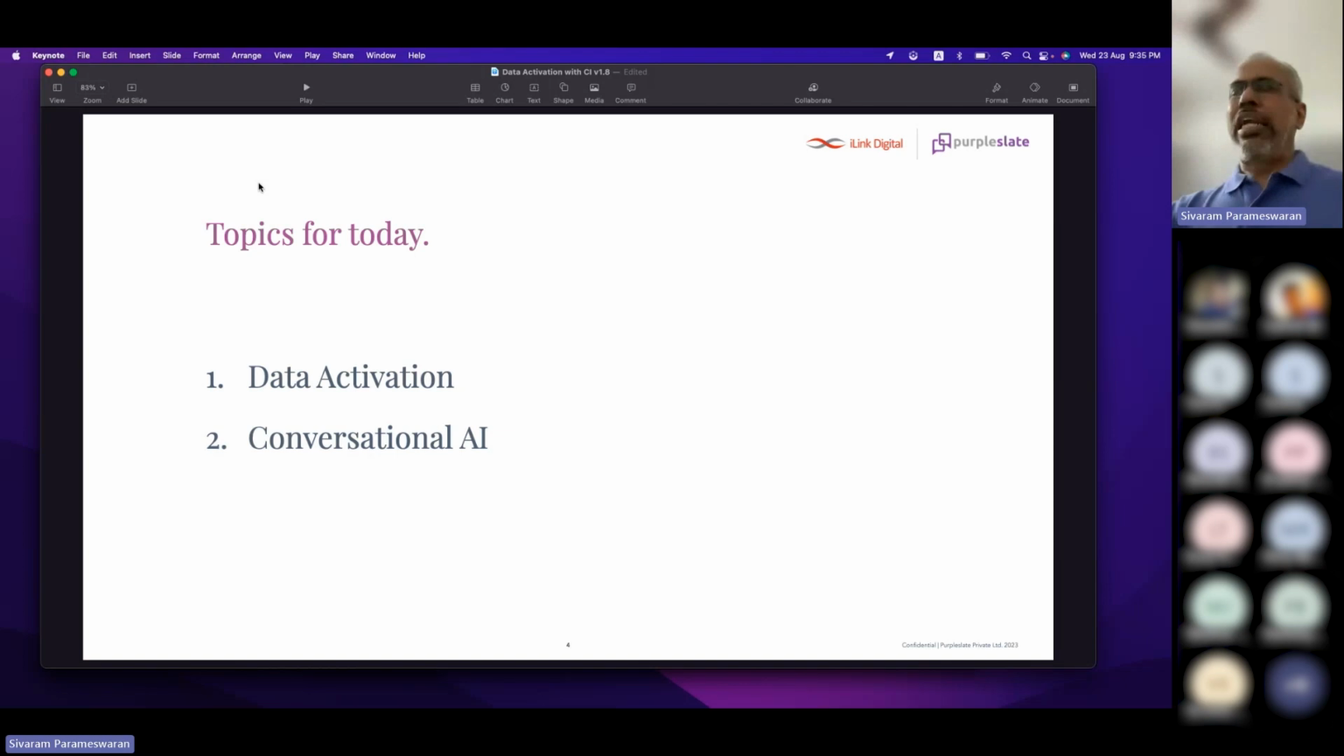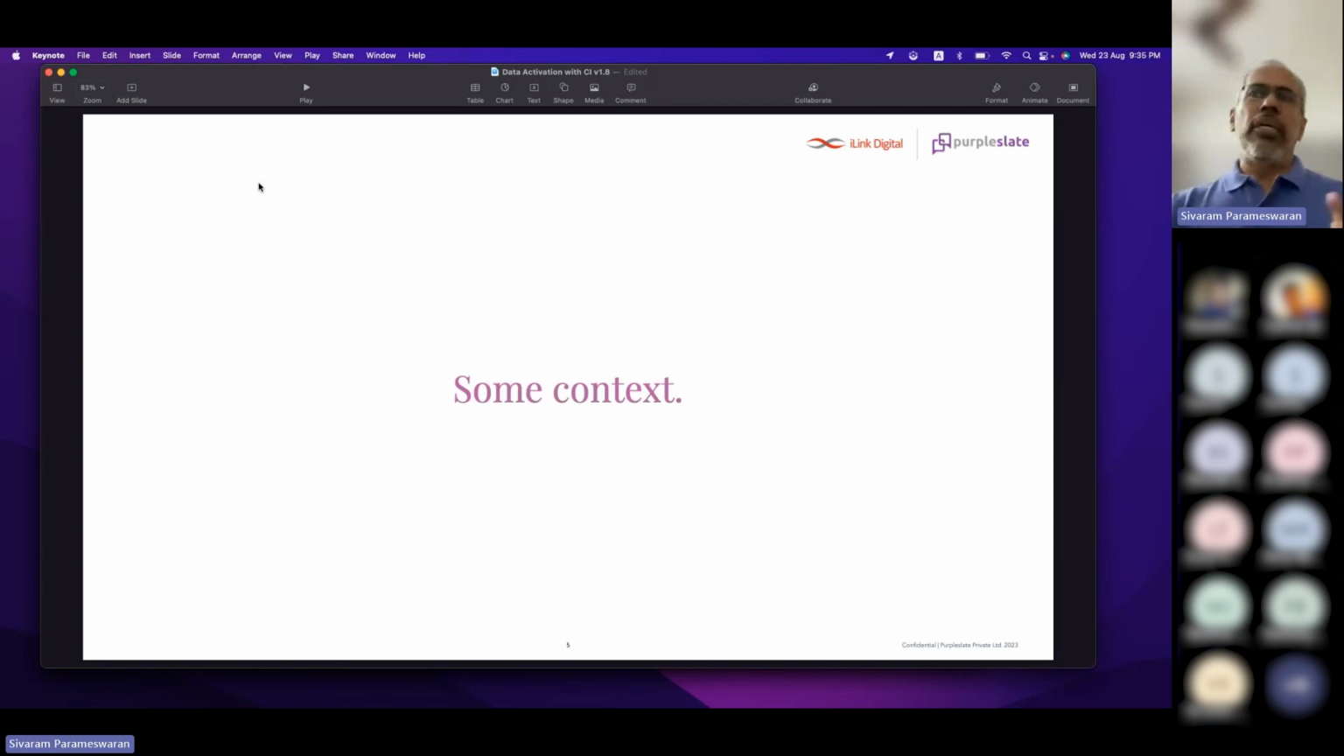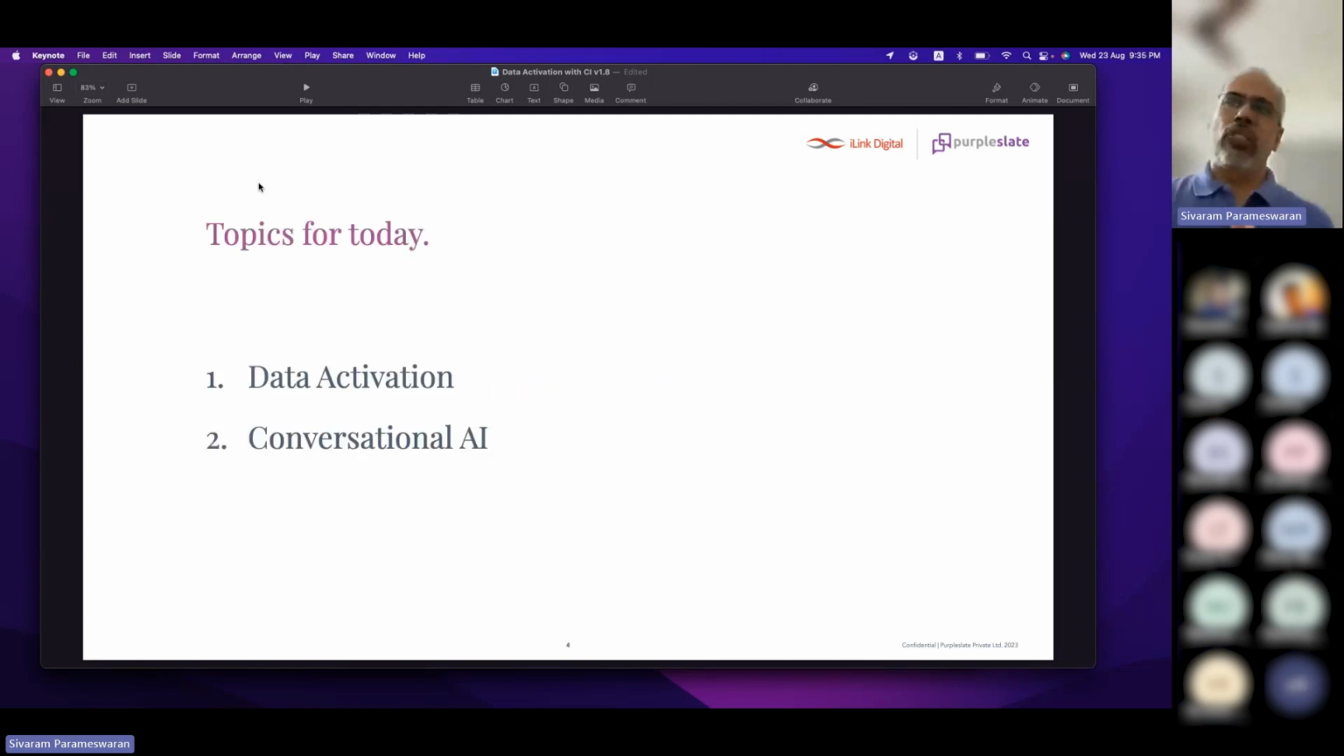Just a little bit of context before I jump in. There are two sections where, for people who are not familiar with these concepts, I'll set some context to explain these two. And then, as I said, I will show some examples with our low code platform of how we achieve this, with some good examples.